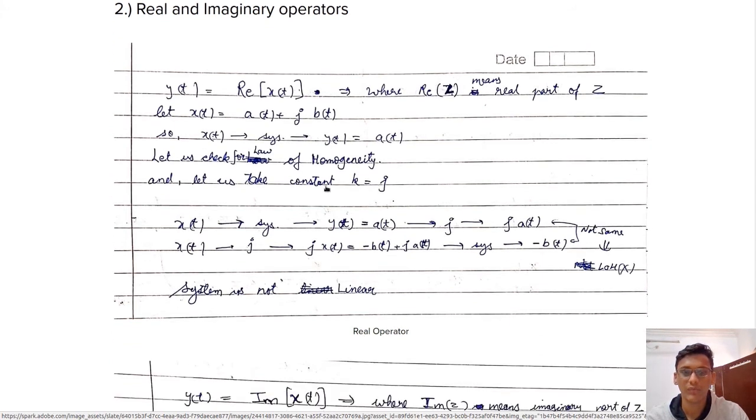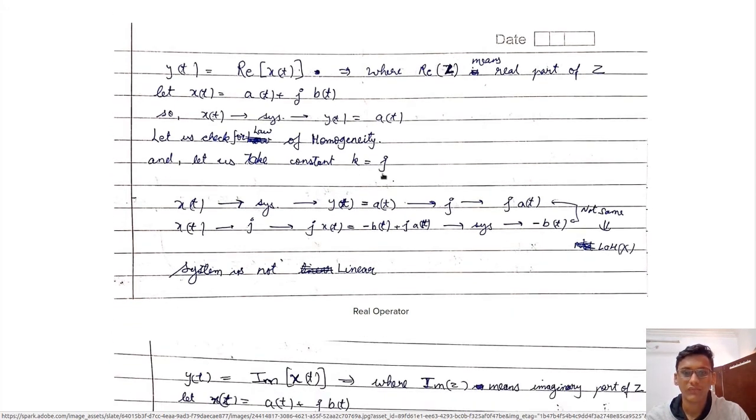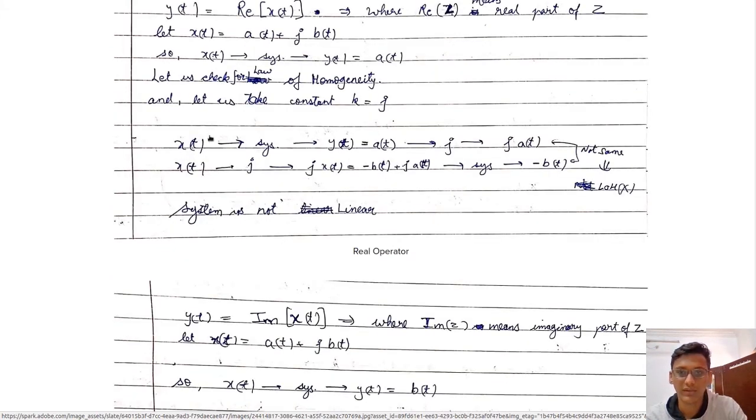Now, let us check the law of homogeneity first. And let's, for this example, take the constant equal to the imaginary number j. As you can see, taking the input signal, passing it through the system, we get y(t) equals a(t), and then multiplying it with the constant j, we get j a(t). Now, if we first take the signal, multiply it with j, we would get j x(t) equals minus b(t) plus j a(t), and then passing it through the system, which would output the real part of this signal, we get minus b(t). And since, as you can see, minus b(t) is not equal to j a(t), that means the law of homogeneity is not obeyed, so the system is not linear.